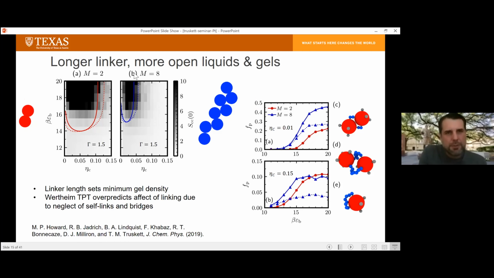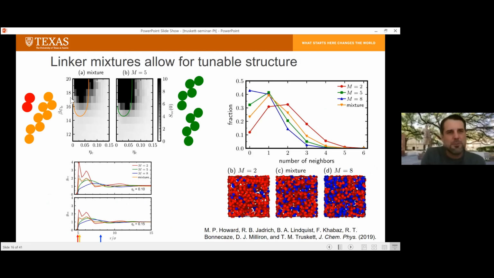So although you can pick discrete linker molecular weights to tune the density of the gel, you can also think of other strategies, like using mixed linkers to get the best of both worlds. Here I show a mixture of short linkers and longer linkers, 2 and 8, which would give you an average of 5. So here's the phase diagram for a linker system with the mixed linkers, and I'm comparing it to the phase diagram of a colloid linker system where all the linkers have molecular weight 5.